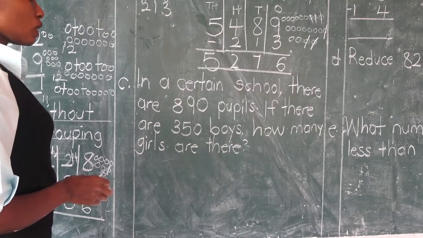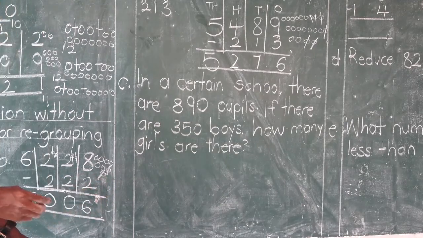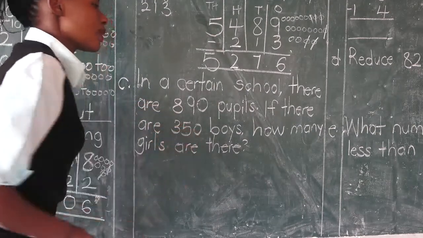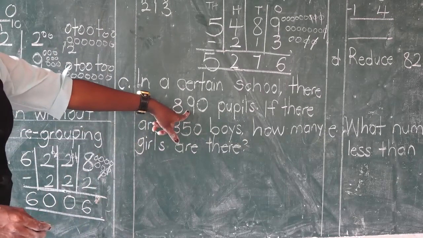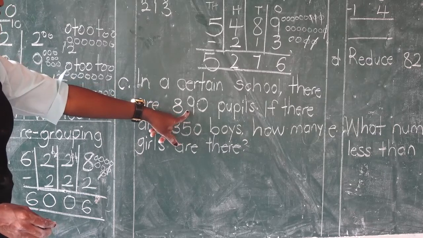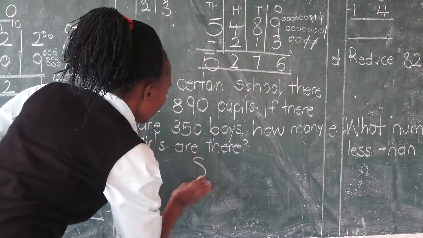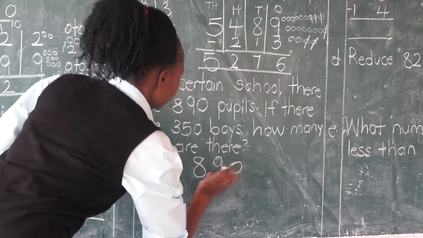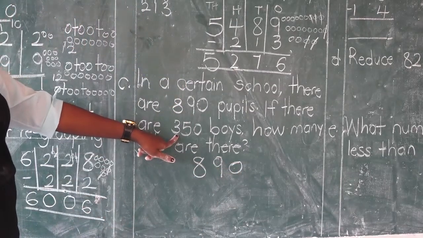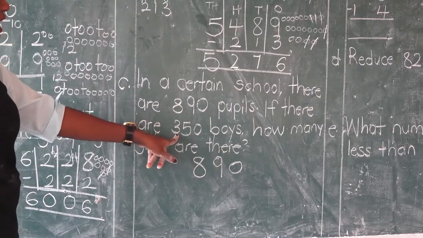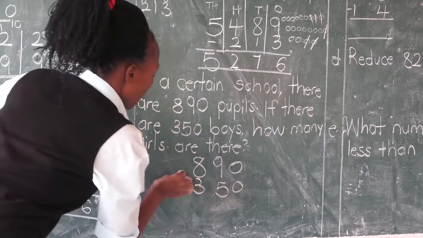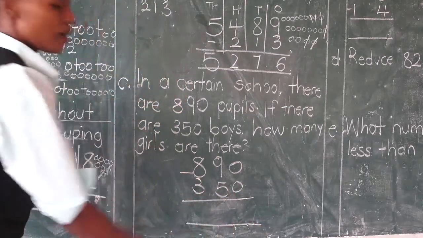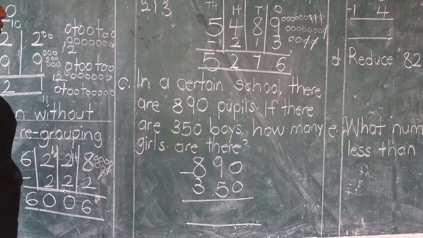Then here we have, in a certain school, there are 890 pupils. If there are 350 boys, how many girls are there? We are going to get the total number of pupils in the school, which is 890, take away the total number of boys in the school, which is 350. What we get will be the total number of girls in the school. Okay?